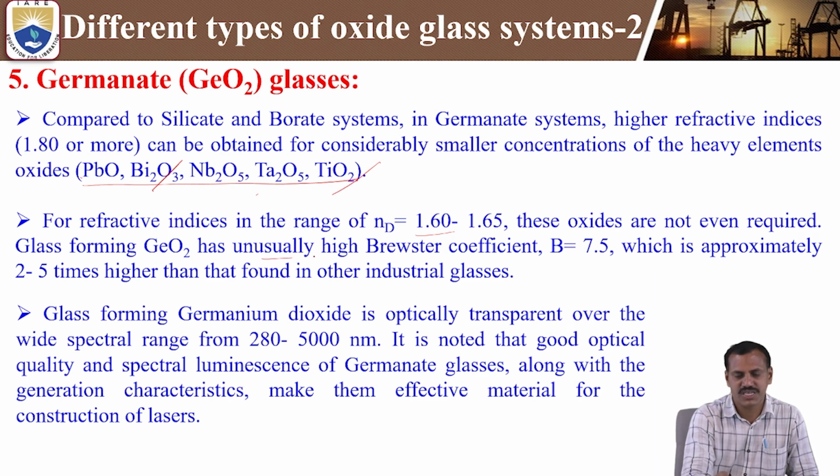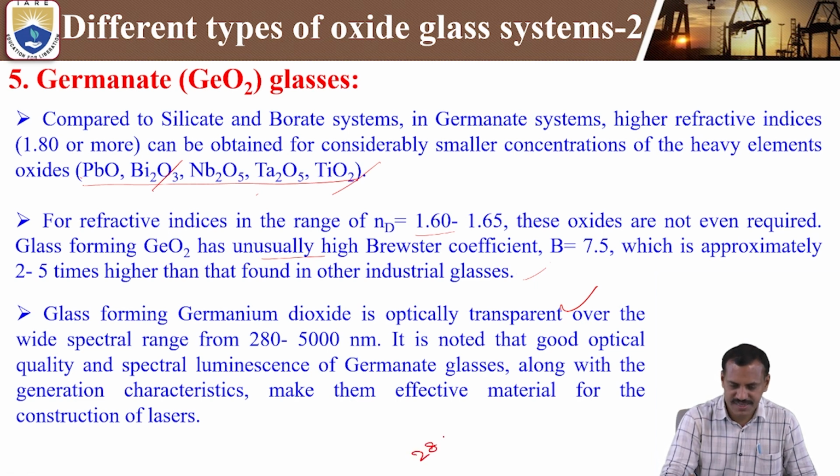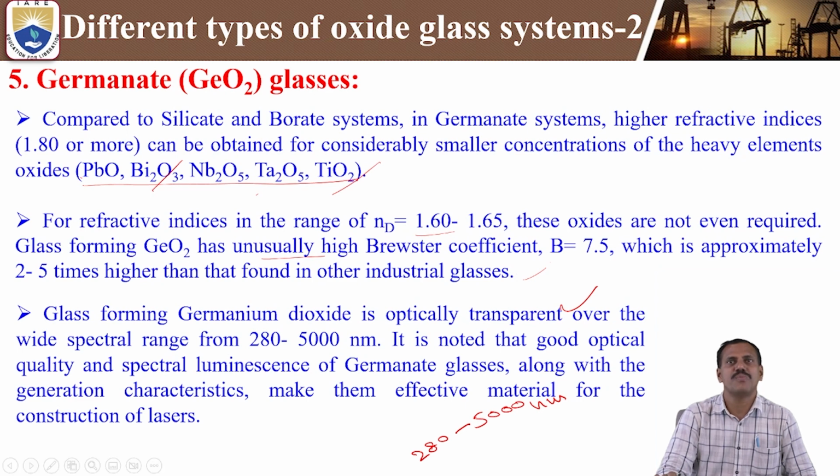Glass forming germanium oxide has an unusually high Brewster coefficient, B value equal to 7.5, which is approximately 2 to 5 times higher than that found in the other industrial glasses. In other industrial glasses, if we compare, this value is much lower. Glass forming germanium dioxide is optically transparent, this is a very important thing. It is optically transparent over a wide spectral range, that is from 280 to 5000 nanometer.